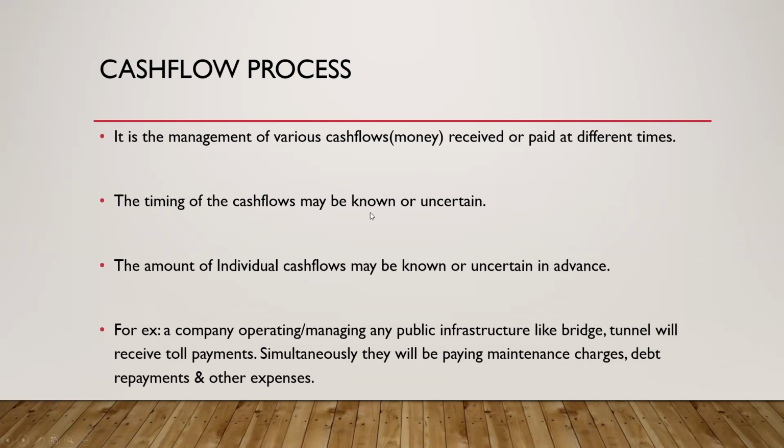So this slide clearly explains that there are two types of cash flows. One is positive and negative cash flows. Positive in the sense the income or the revenue which you earn, as explained here in the example that company receives toll payments, which is nothing but the revenue. On the other hand, the maintenance charges or the debt repayments which they are incurring are the expenses. So they are called positive and negative cash flows respectively. So positive means the inflows of the income, and the negative cash flows indicates the expenses or the outflow.